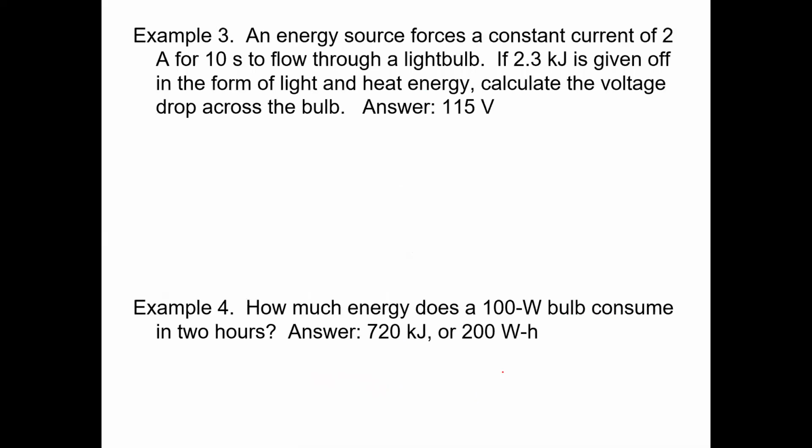It's an integral. So example 3 says you have an energy source that forces a constant current of 2 amps for 10 seconds to flow through a light bulb. If 2.3 kilojoules is given off in the form of light and heat energy, calculate the voltage drop across the bulb. Okay, so we are given I equals 2 amps, and delta T is 10 seconds.